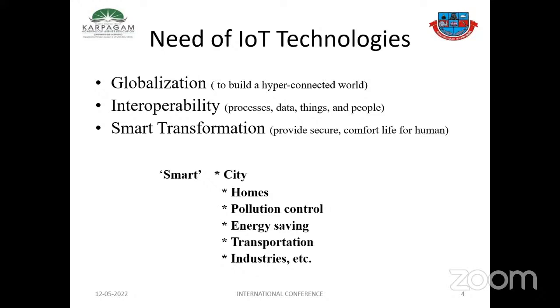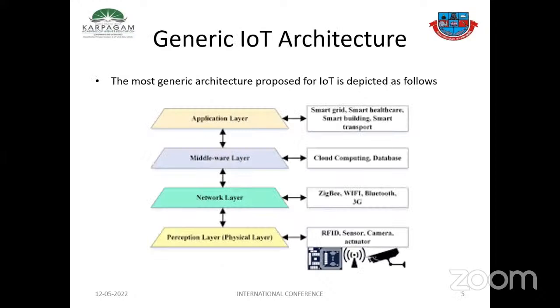The most generic architecture proposed for IoT consists of a 4-layer model. The first layer is the perception layer, then the network layer, middleware layer, and application layer. The perception layer depends on sensors and actuators. The network layer deals with technologies like Zigbee, Wi-Fi, Bluetooth, 3G, and 4G. The middleware layer is based on cloud computing, edge computing, and storage. The application layer is used for smart grid, smart healthcare, smart building, smart transportation, and remote accessing processes, and with user-friendly applications we can connect with the end user.